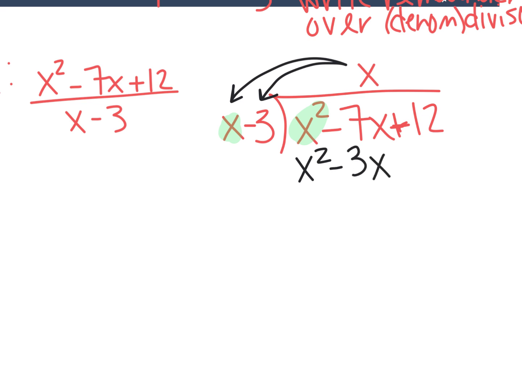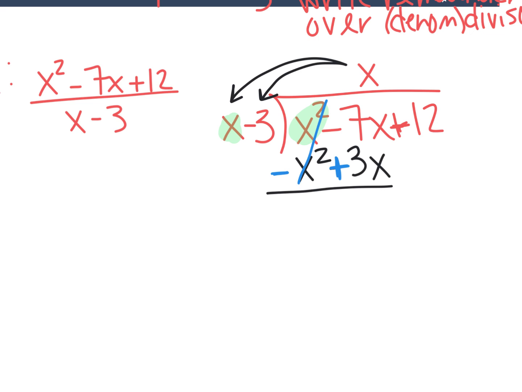Negative 3x. So now we're on to step 4. We have to subtract. So essentially, we're changing the signs, right? My x squared becomes a negative. My negative 3x becomes a positive. Our goal is to eliminate this first term. X squared minus x squared, that's a 0. So bye-bye.